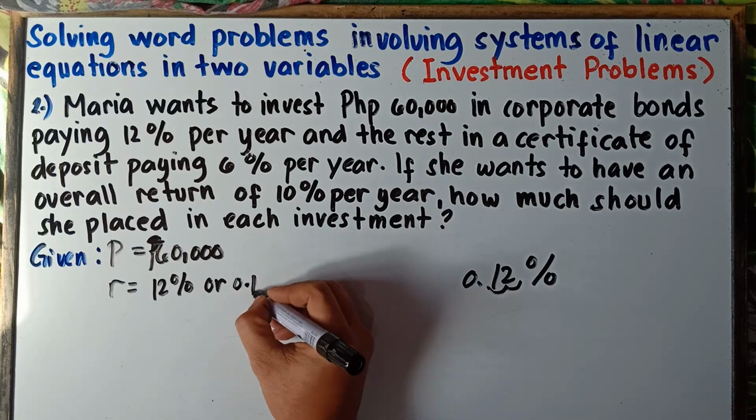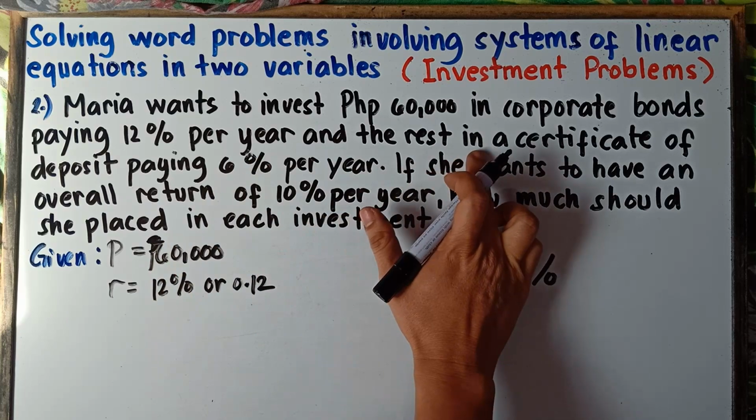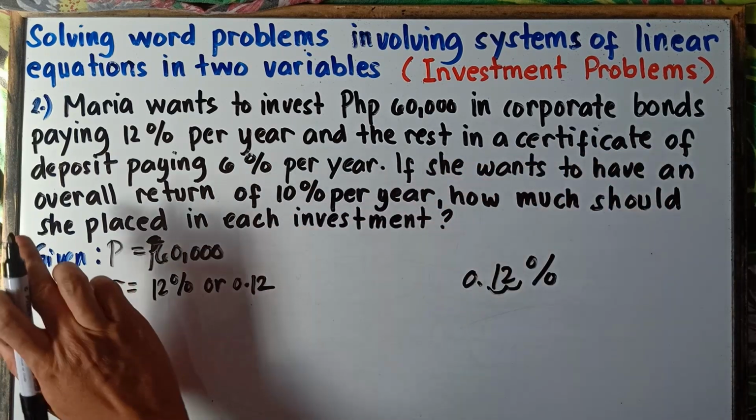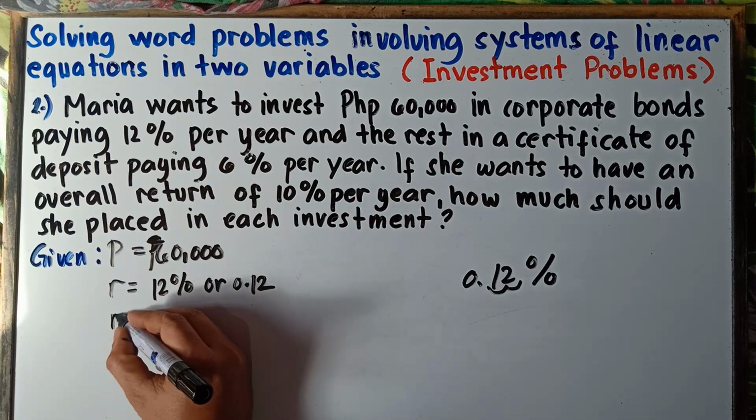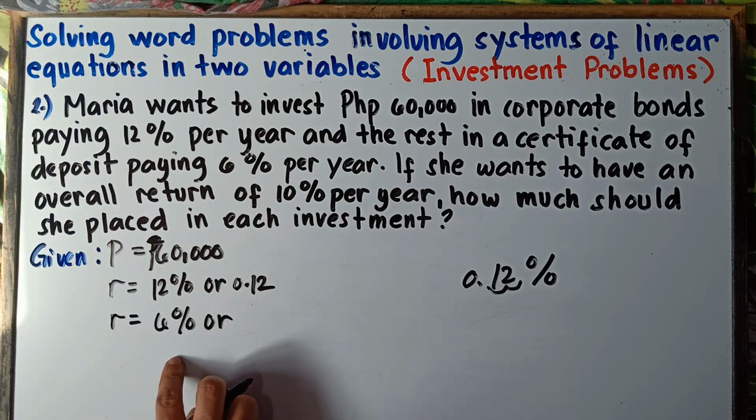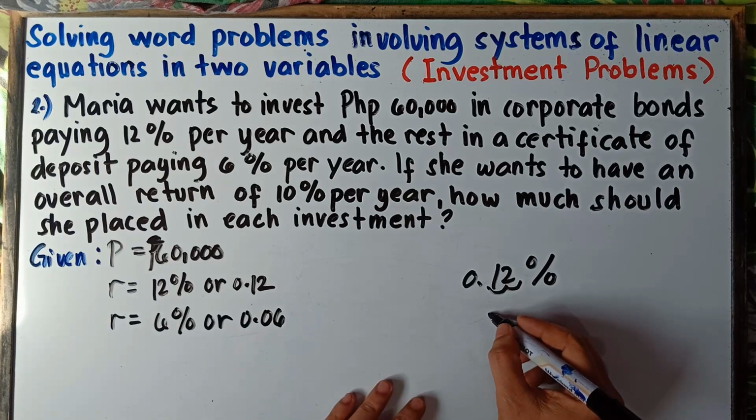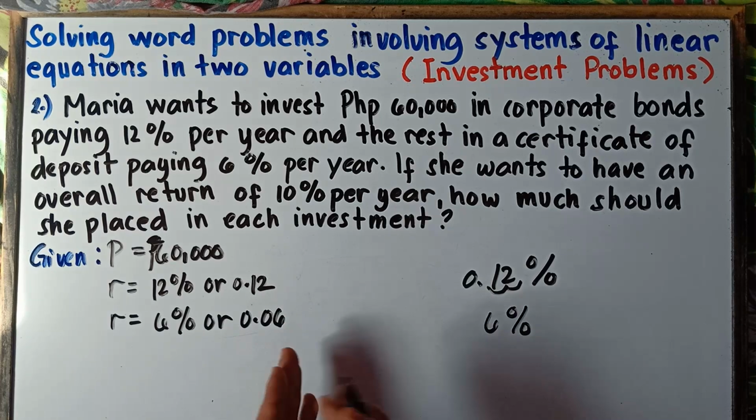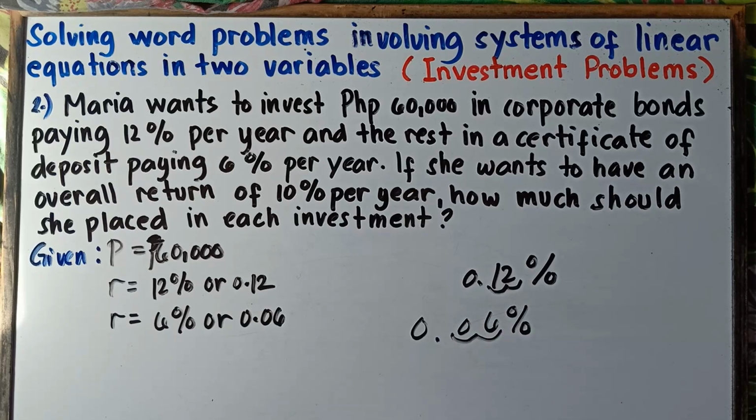So 0.12 for 12% per year, and the rest in certificate of deposit, paying 6% per year. So that would be another rate, 6% per year, or 0.06. We explained that a while ago in the first video. So 6%, move the decimal point right to left twice, 1 and then 2. So that would be 0.06.